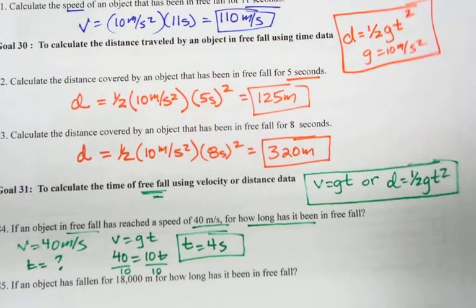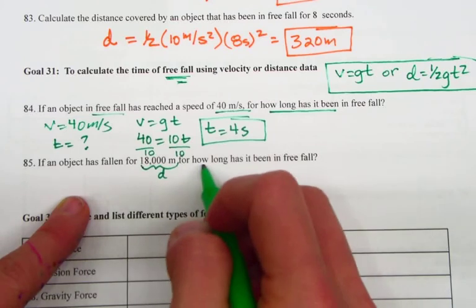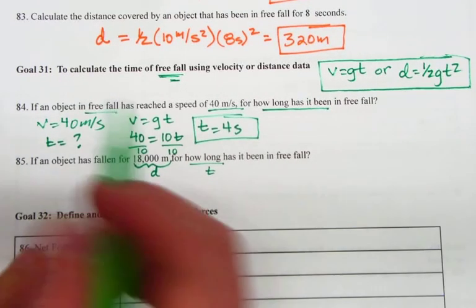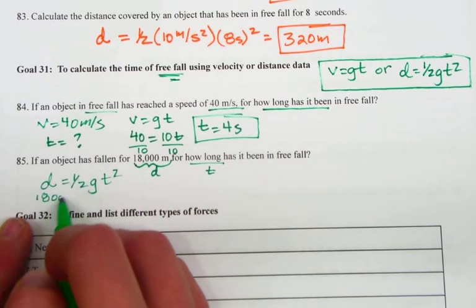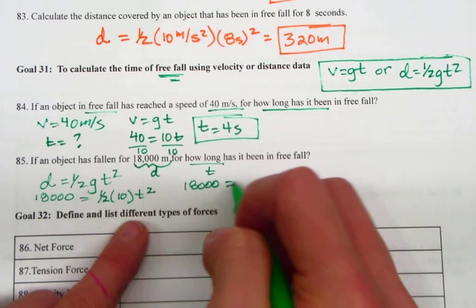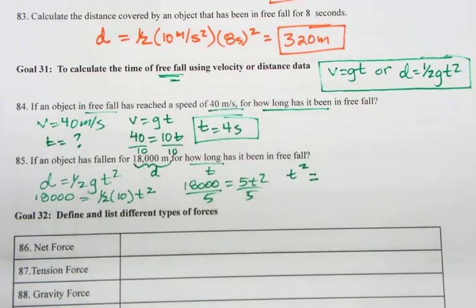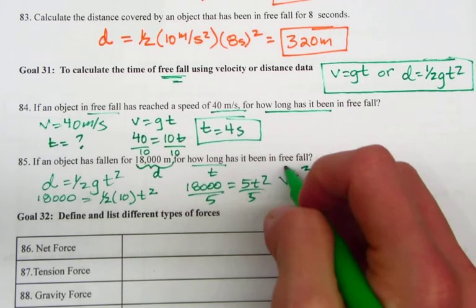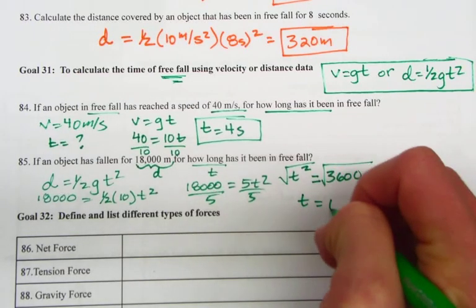And then for the next one, we have an object that has fallen for 18,000 meters. That's a distance. It wants to know how long it's been in free fall. Well, if I'm looking for distance, I know this equation is not going to help me, so I have to use this one. So d equals 1/2 gt squared. So d is 18,000 equals 1/2 of 10 times t squared. So that means 18,000 equals 5t squared. I need to divide both sides by 5. So t squared equals 18,000 divided by 5, which is 3,600, but this is t squared. So I'm going to take the square root of both sides. When you do that, you get t equals 60 seconds.